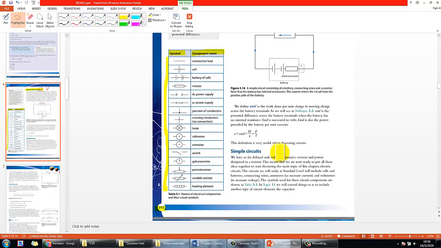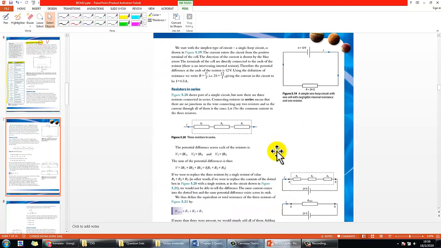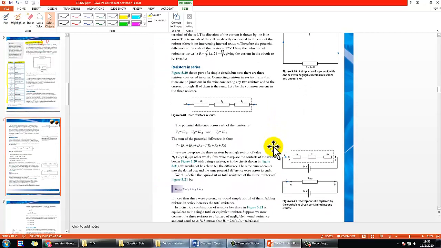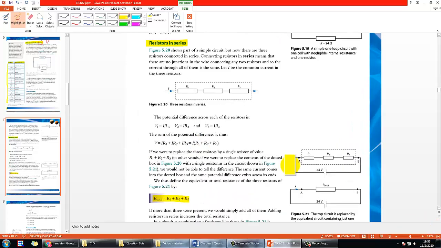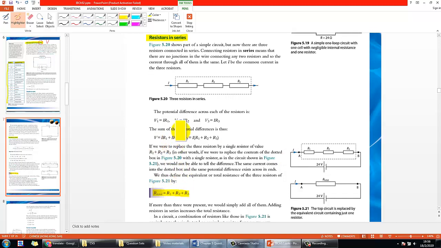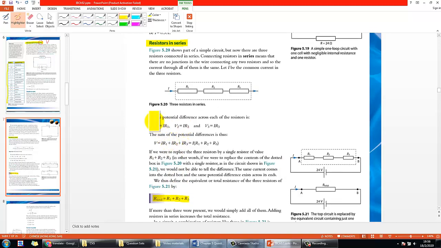Okay, on the next page, if you could finish the previous video, then you should know about this. For resistors in series, we just add them up together. Maybe I'll zoom in a little bit. The way we can derive this is by doing this, and if you were in my class in Year 10, you should surely have derived this before, using Ohm's law.